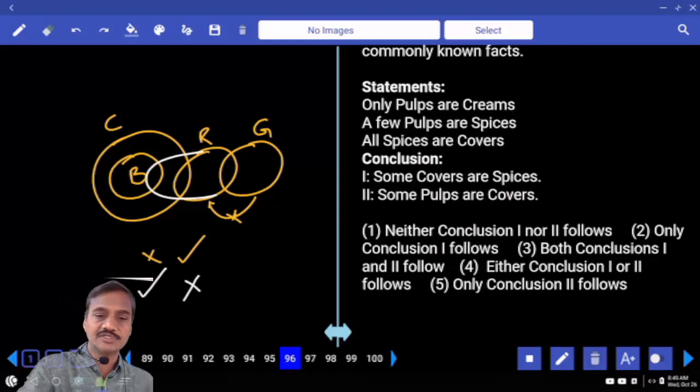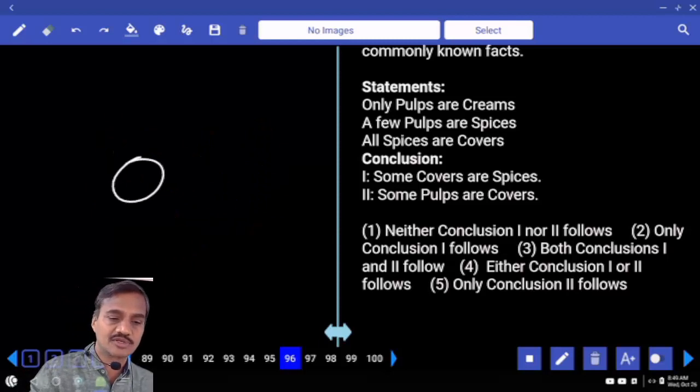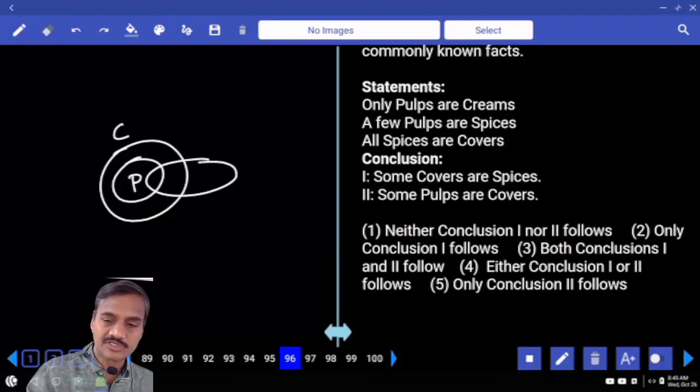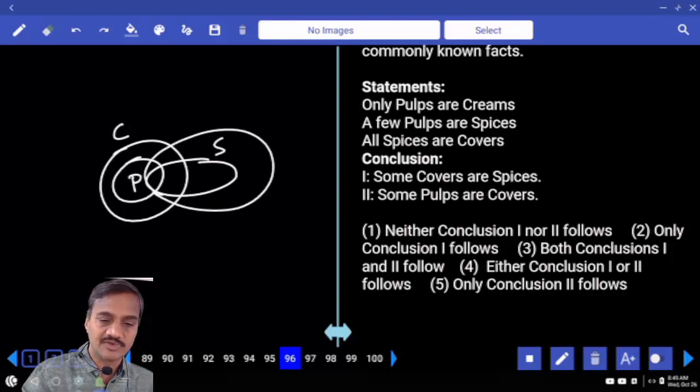Then coming to this 96, all these pulp are cream. Now this entire pulp is a part of this cream. Only a few pulps are spices. A few pulps are spices. That means some pulps are spices. And all these spices are what? Are a part of cover.